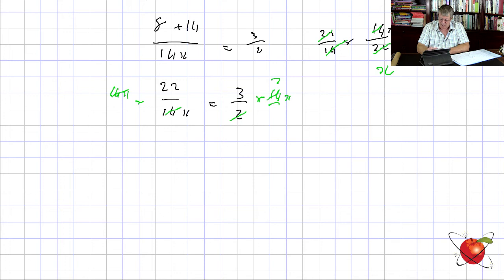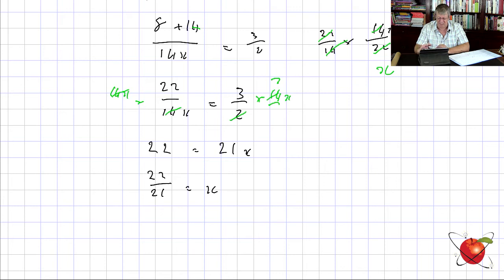Question, could I have cancelled this 14 and that 14? No, because there's a plus sign in between. Okay? Please don't fall for that one. That leaves us with 22 is equal to 21x. Therefore, 22 over 21 is equal to x. Right?